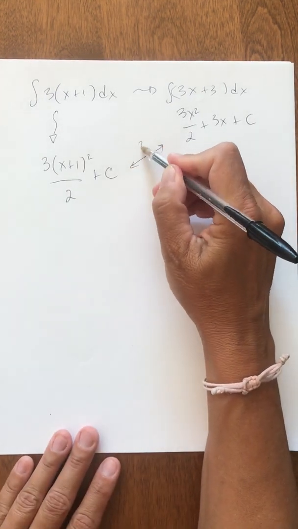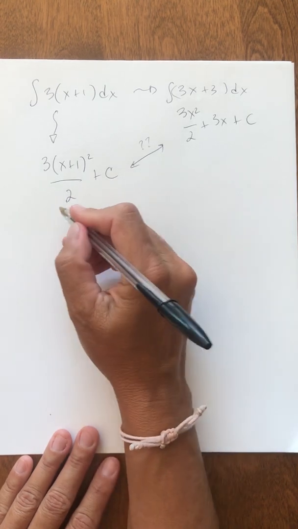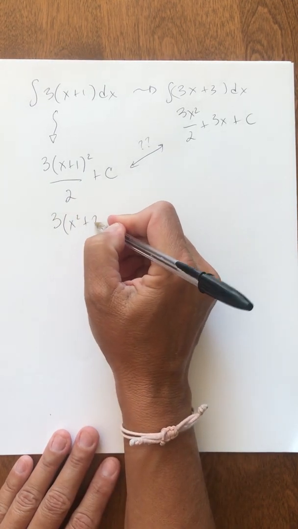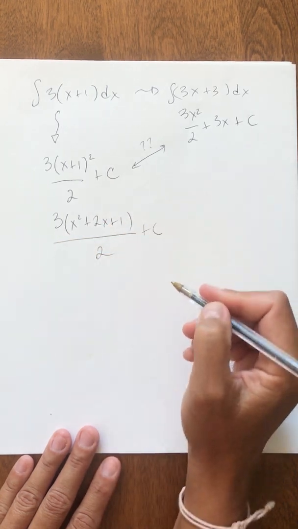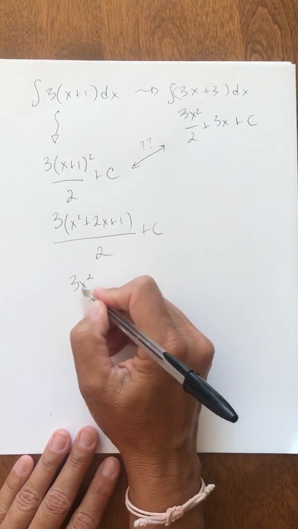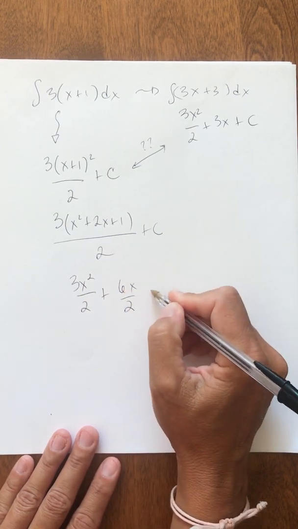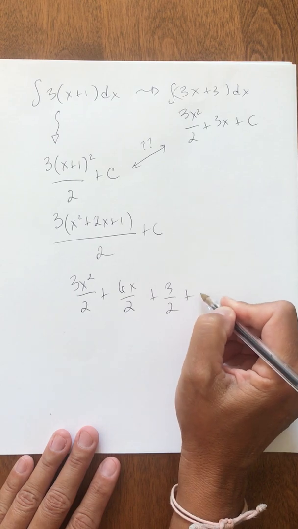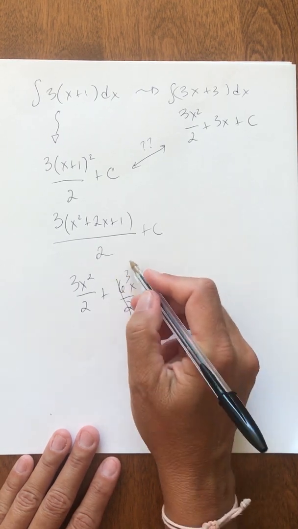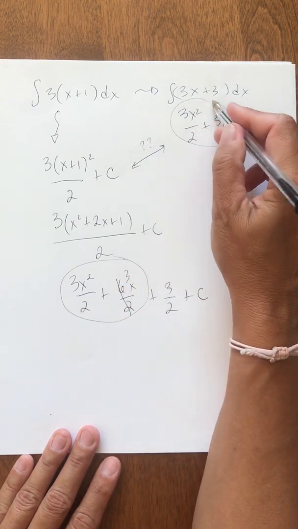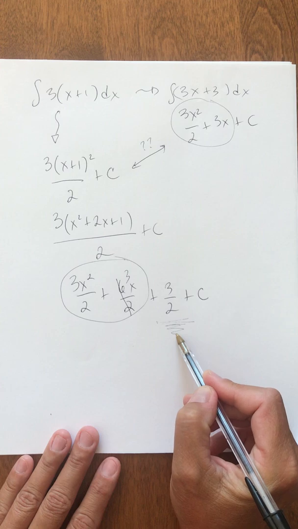Are these actually exactly the same? Well, if I FOIL this out, I get 3 times (x squared plus 2x plus 1) all over 2, which is actually 3x squared over 2 plus 6x over 2 plus 3 halves plus c. Now this does actually reduce to 3x, so these terms are exactly the same. But this piece has an extra 3 halves in it.